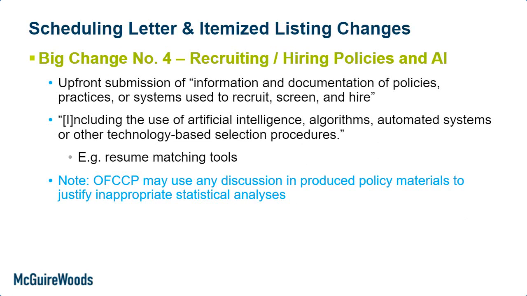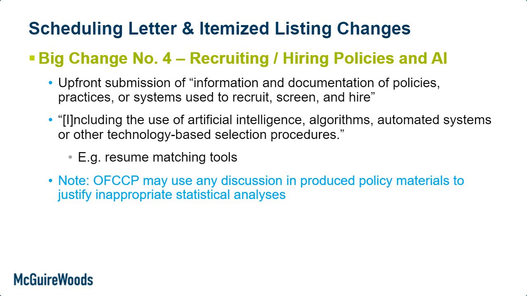So this big change number 4 goes to hiring discrimination, and systemic hiring discrimination has been OFCCP's bread and butter. It's probably 60 to 80% of their settlements historically have been systemic hiring discrimination claims. They feel comfortable with those types of analyses. They feel comfortable litigating those types of cases. They've had success in litigating those types of cases, both under a disparate treatment pattern or practice theory and under a disparate impact theory. So this is an area where you really have to focus along with the systemic comp issue.